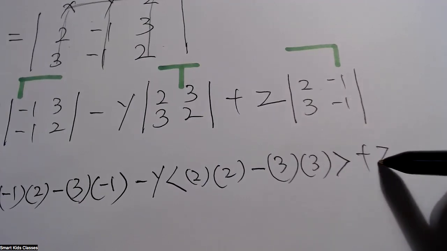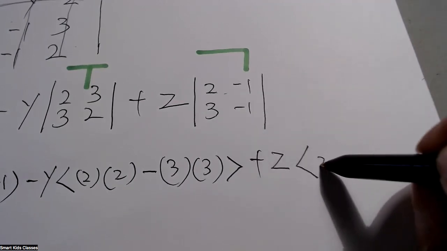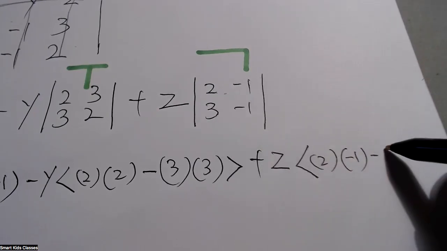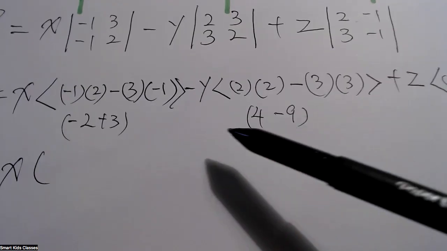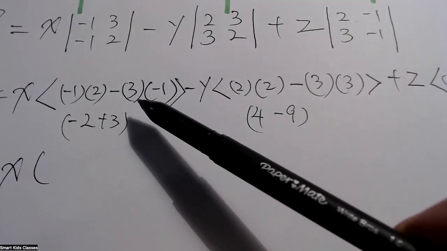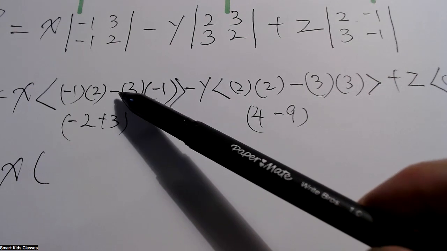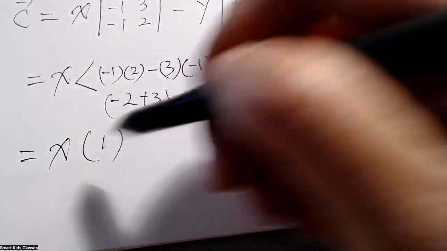Now the last one is the z-axis: 2 times -1, minus -1 times 3. Again, we just have enough space to put it in. I've done some small calculations here. -1 times 2, I got -2, and 3 times -1, we get -3. -2 minus -3, we get +1. So we get a +1 here.